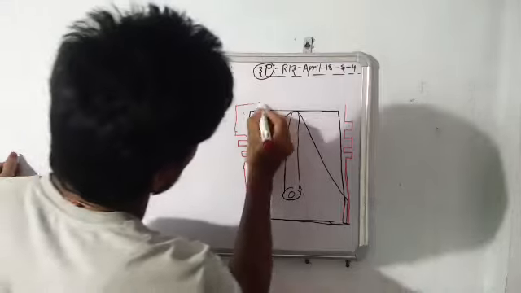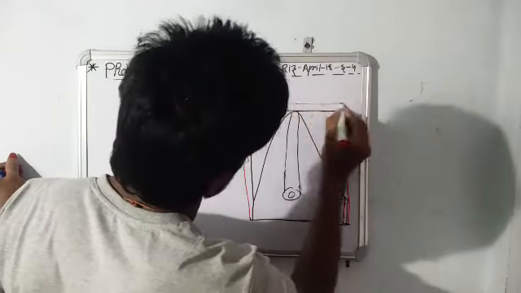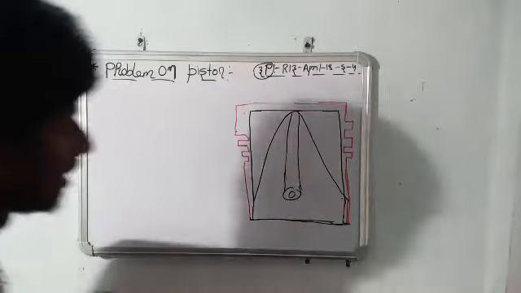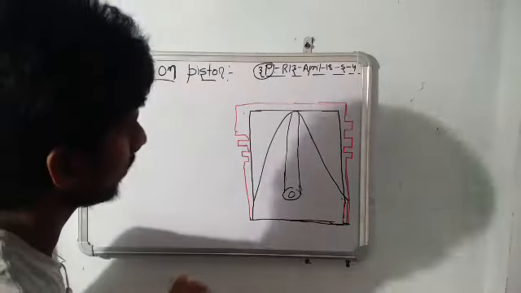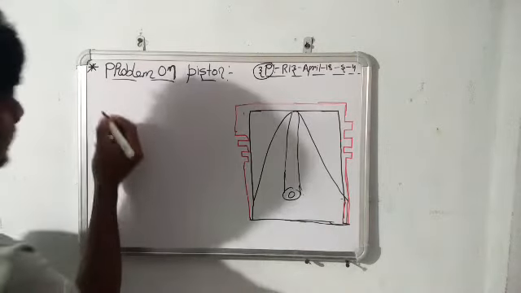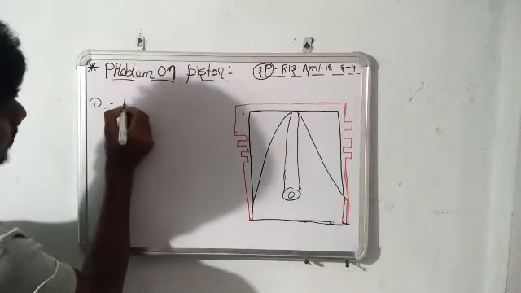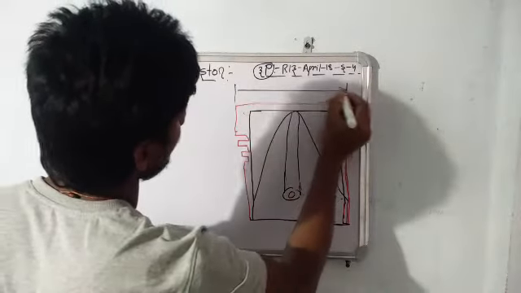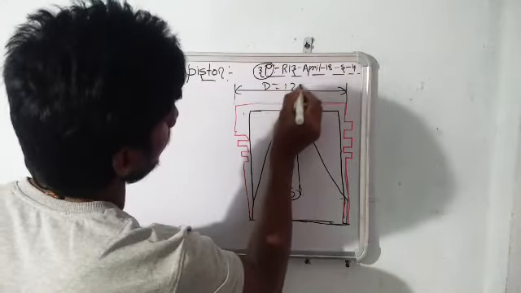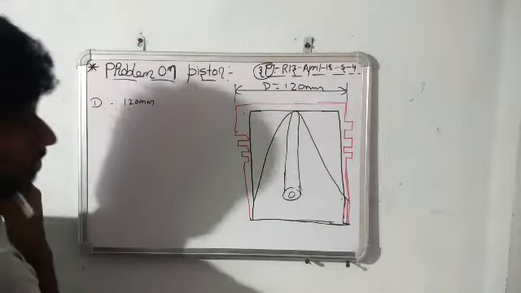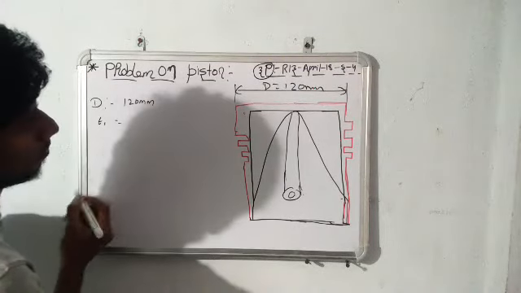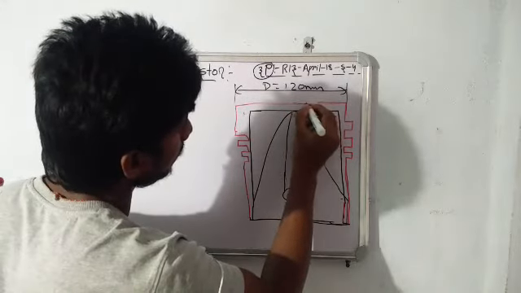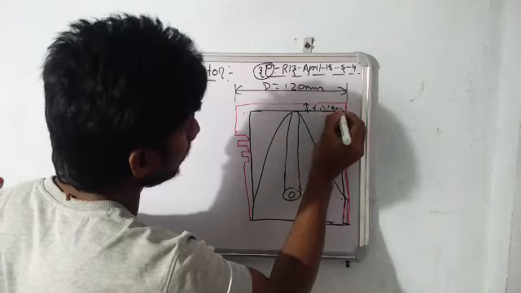It's a rough diagram of the piston in a simple way. Here we know the diameter of the piston, which is given in the given data: D equal to 120 mm. Next, we found the thickness of the piston head, T1 equal to 19 mm. That means this is called the thickness of piston head T1, equal to 19 mm.